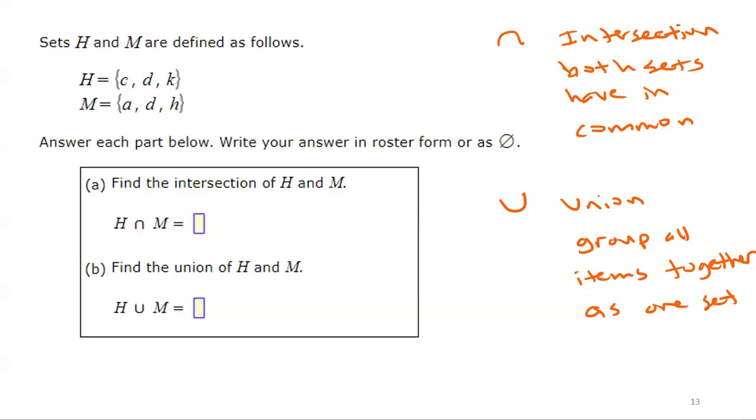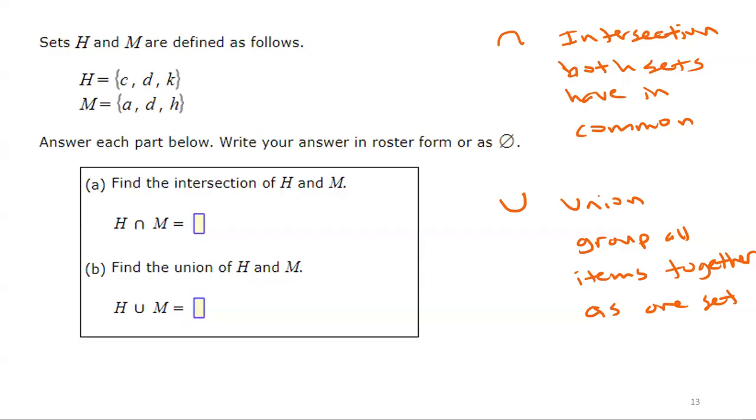Union means it's like blending families. They're combined together. So maybe you had a previous marriage and you had 3 children with that person, and then the person you're marrying has 2 children. So you're just a mixed family. You're combining together. You're putting everybody together. That's what this union symbol means. You group all items together as one set.